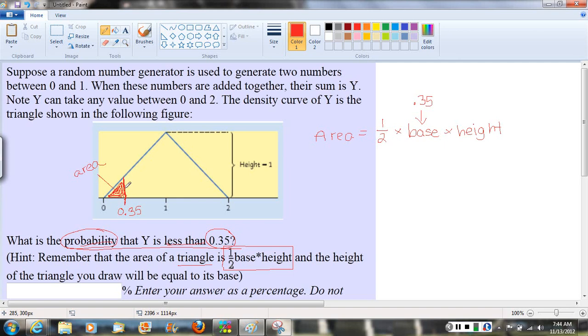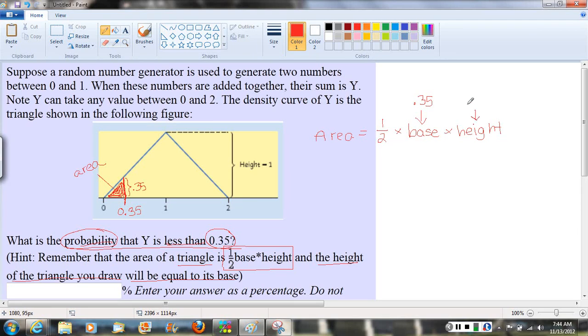How far is it from this point on the horizontal axis up to the triangle? That's a little tricky. If you haven't taken geometry in a while, you may not remember this rule, but we've got another hint in here that's going to help us out. They say the height of the triangle you draw, so we just drew that red triangle, will be equal to its base. This is because of a law of similar triangles. You don't have to worry too much about the geometrical fact that makes it true. It's going to be enough to use that hint and say, okay, this side was 0.35 because it's a similar triangle to the one which had 1 and 1. This will be 0.35 and 0.35. So the height here is also going to be 0.35.